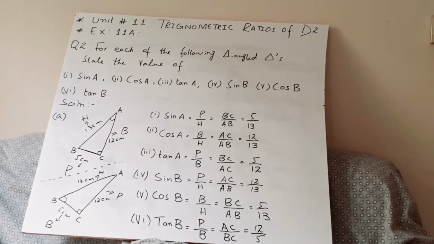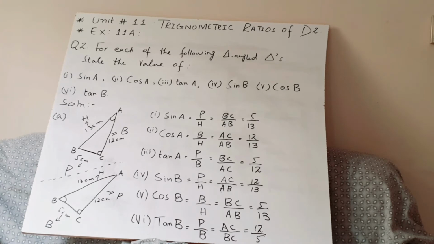Okay, figure A is given. You can see the right angle triangle ABC. A to C length is given as 12 cm, B to C is given as 5 cm, and A to B is given as 13 cm. In the first part we have to state the value of sine A. It means we have to take the acute angle at A. So sine A equals, just recall this mnemonic for sine: Some people have. Sine A equals perpendicular upon hypotenuse.